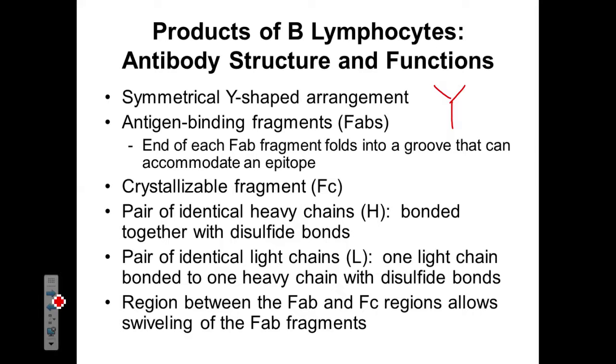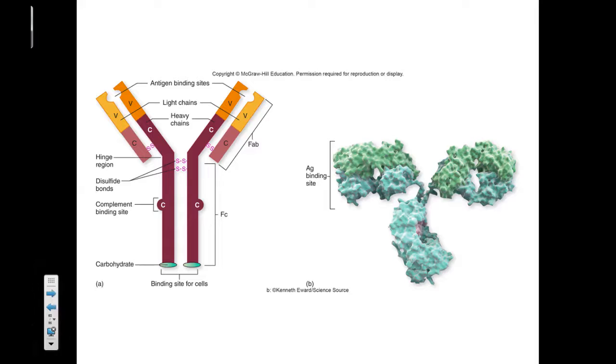And then we're also going to have some heavy chains and some light chains. And within our antibodies, we have our FAB, FC regions that are going to include some light chain, some heavy chains, and then some swiveling of the FAB fragments. This slide doesn't actually make a lot of sense. This slide makes a lot more sense. So let's focus on this slide.